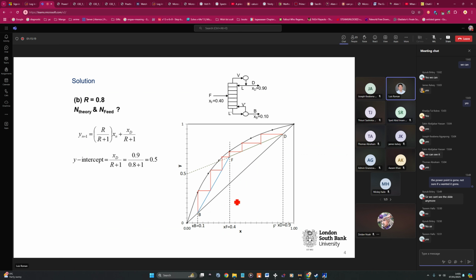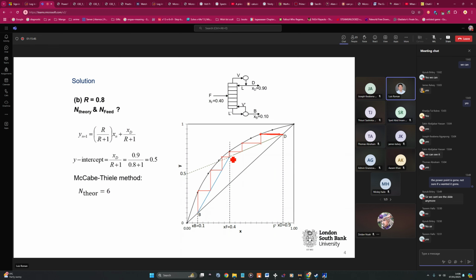And then you simply count these points. These are the number of equilibrium stages. So, I mean, it's basically the length. So it's, well, this line, so it's 1, 2, 3, 4, 5, 6 equilibrium stages, or theoretical stages.